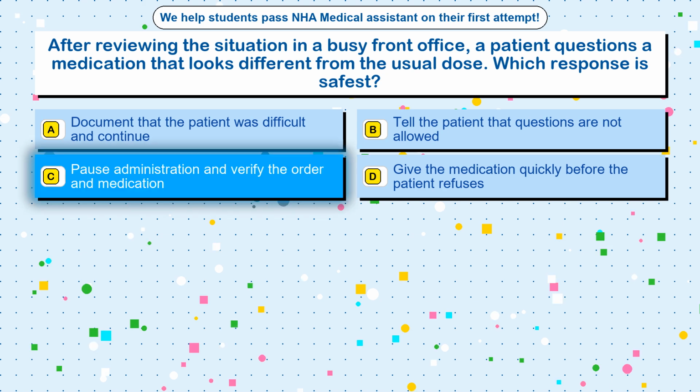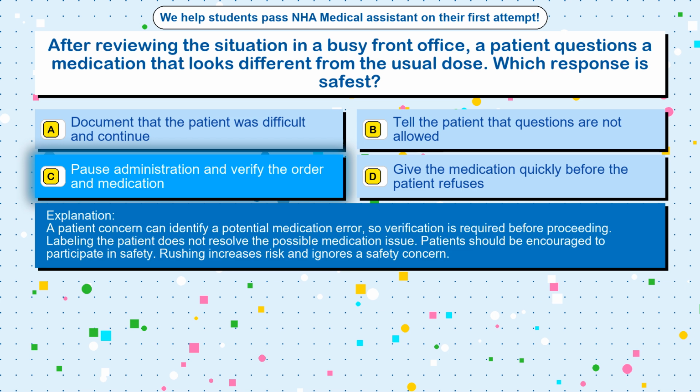The correct answer is option C, pause administration and verify the order and medication. A patient concern can identify a potential medication error, so verification is required before proceeding. Labeling the patient does not resolve the possible medication issue. Patients should be encouraged to participate in safety. Rushing increases risk and ignores a safety concern.